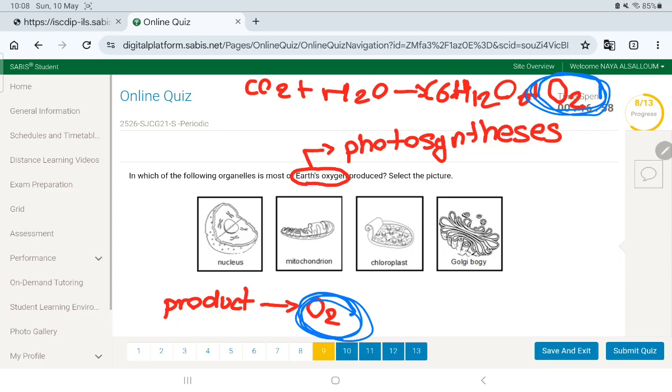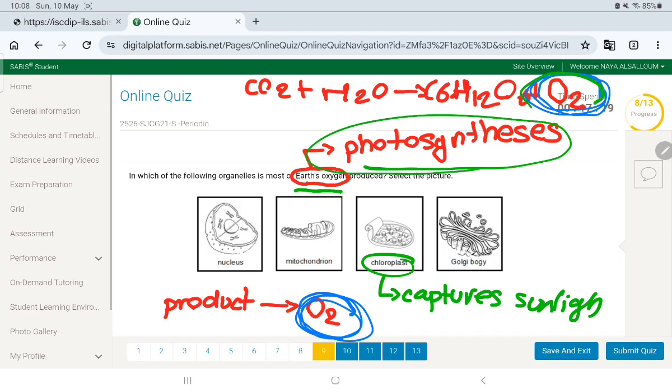Now, we know that photosynthesis starts when sunlight is captured. Which organelles capture the sunlight? The chloroplast captures sunlight. So, once again, most of Earth's oxygen is produced through photosynthesis. For photosynthesis, we need sunlight. What captures the sunlight? The chloroplast.